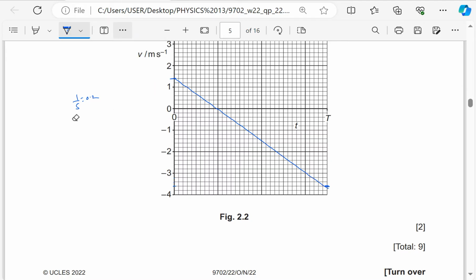That is not very precise. Okay, so that is going to be the graph. Here it starts from 1.4 and here it stops at negative 3.6. It is negative because there's a change in direction. Initially it was going upwards, it reaches maximum height where velocity becomes 0 and then it returns to the ground with a speed of minus 3.6.